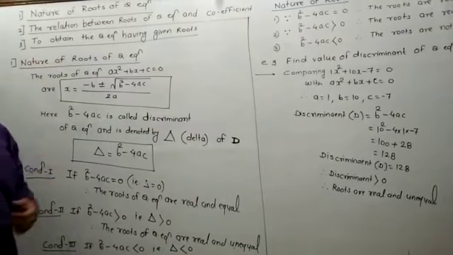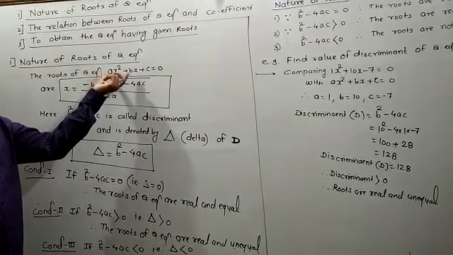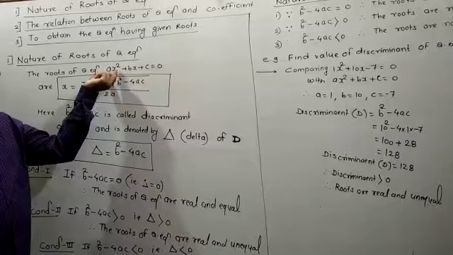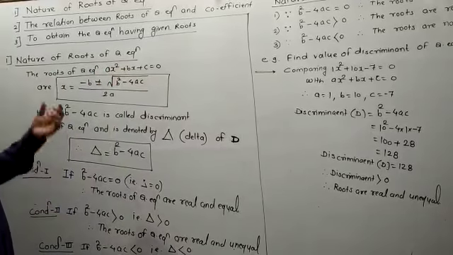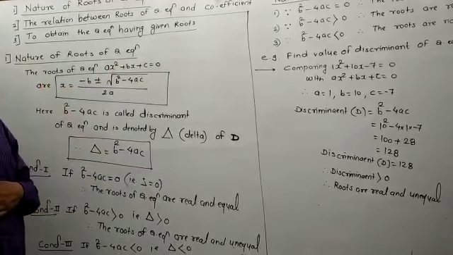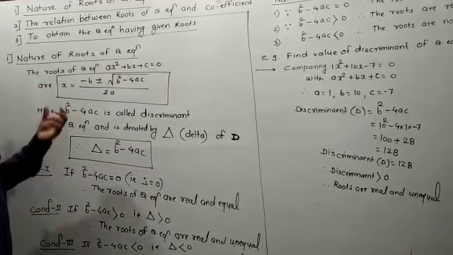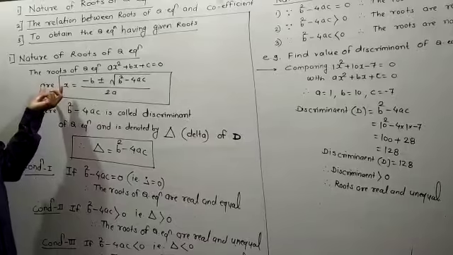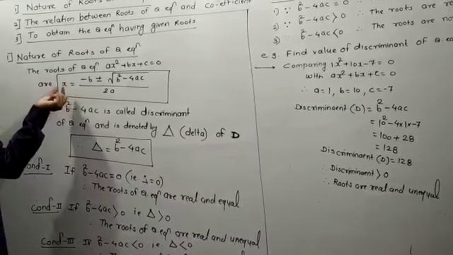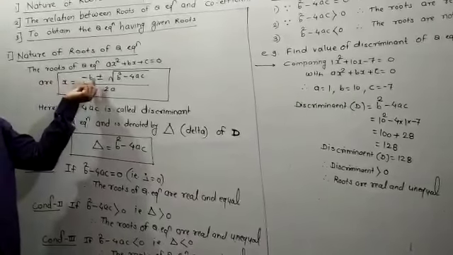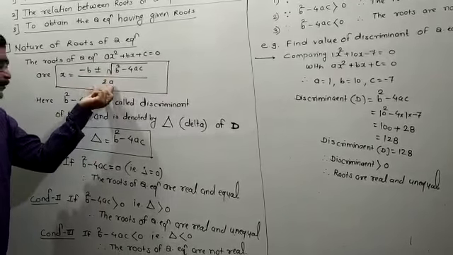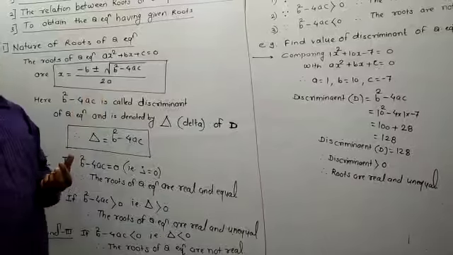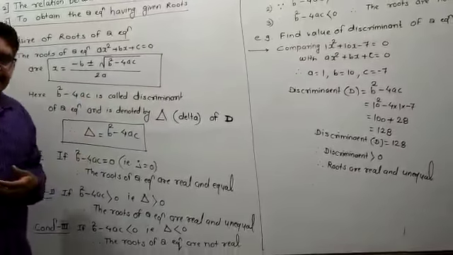Nature of the roots of the quadratic equation means our general form of the quadratic equation is ax square plus bx plus c is equal to 0. If you want to find out the nature of the roots, the roots of the quadratic equation we find like this: x is equal to minus b plus or minus square root of b square minus 4ac upon 2a. This way you will get the roots of the quadratic equation.